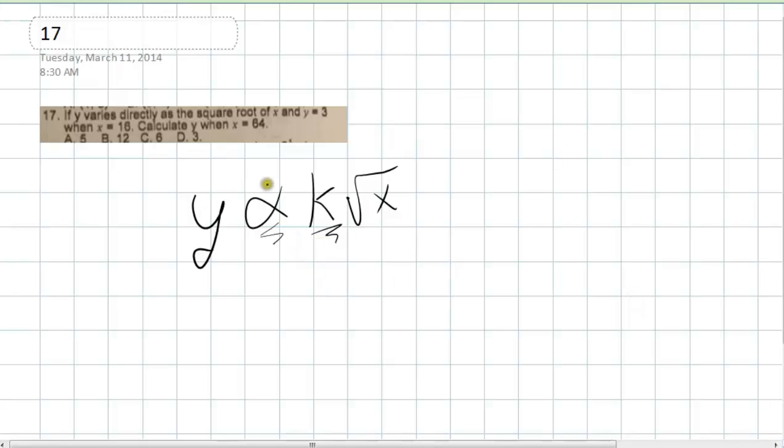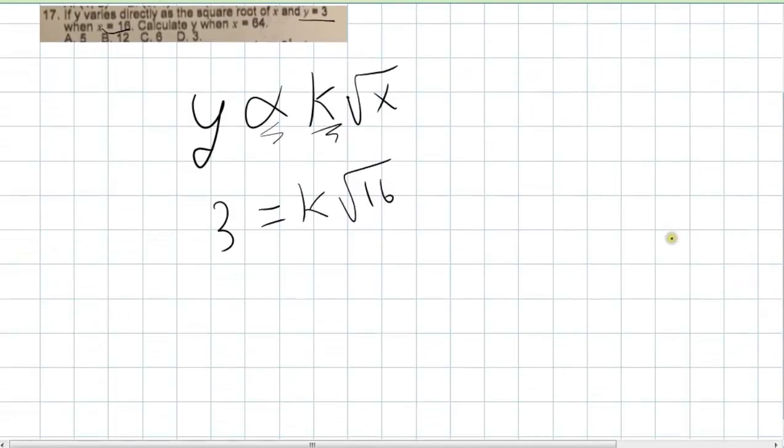Here's our equation, and then they told us that y equals 3 when x equals 16. So let's plug that in. Okay? And we can go ahead and use an equation with the equal sign now, because we're solving for k essentially at this point. Okay, so here is k times the square root of 16. So let's go ahead and solve for k so that we can move on to the next part of the problem. So 3 equals k times the square root of 16, which is 4, right?